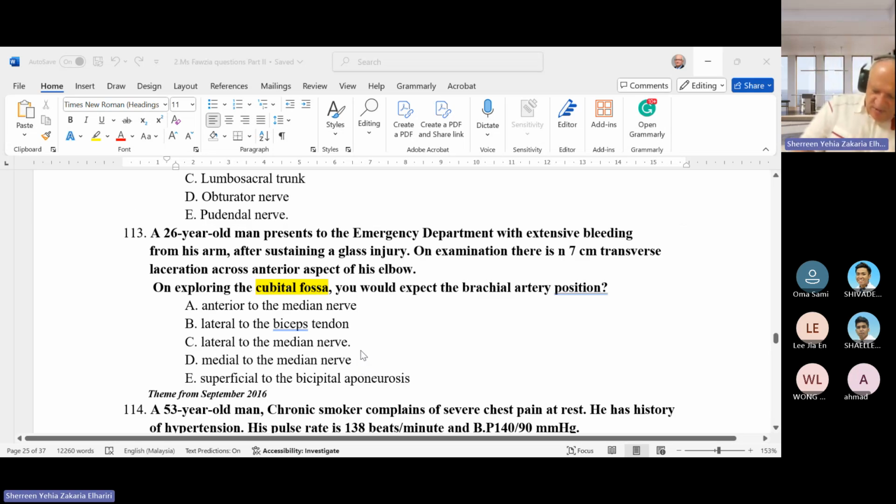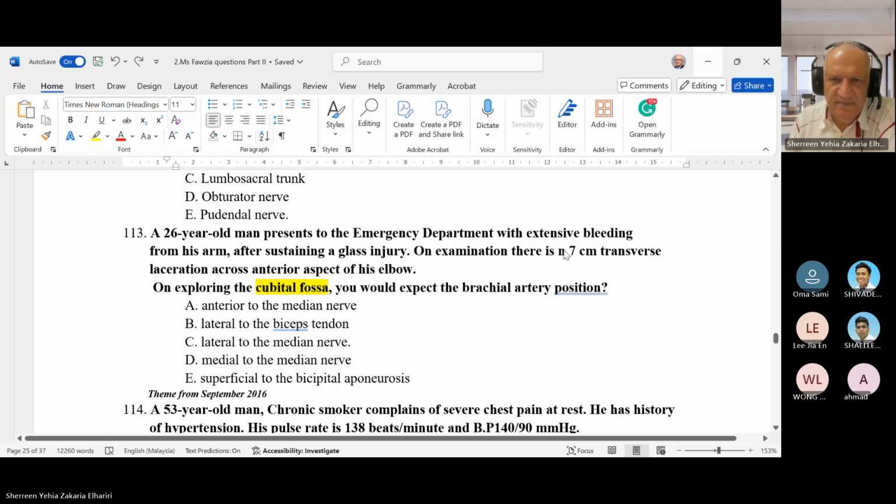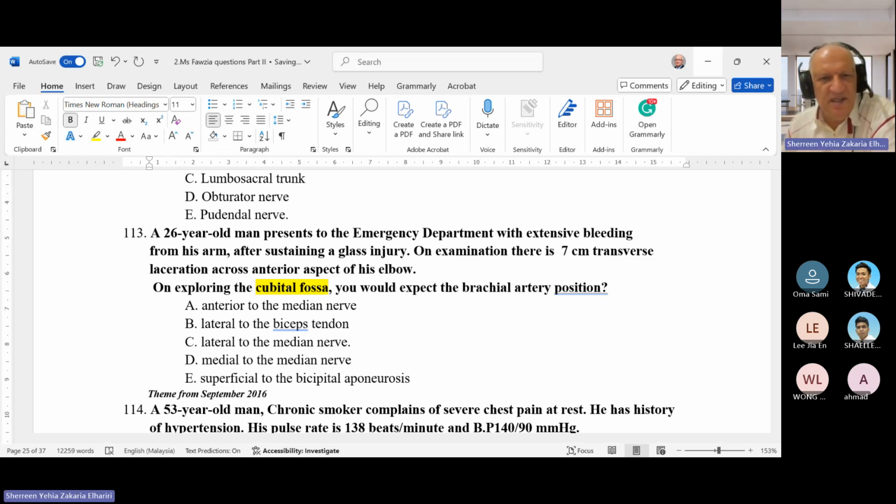Next question, also important. A 26-year-old man presented in the emergency department with extensive bleeding from his arm after sustaining a glass injury. On examination, there is a 6 cm transverse laceration across the anterior aspect of the elbow. On exploration of the cubital fossa, where would you expect the brachial artery position? Okay, so brachial artery position.